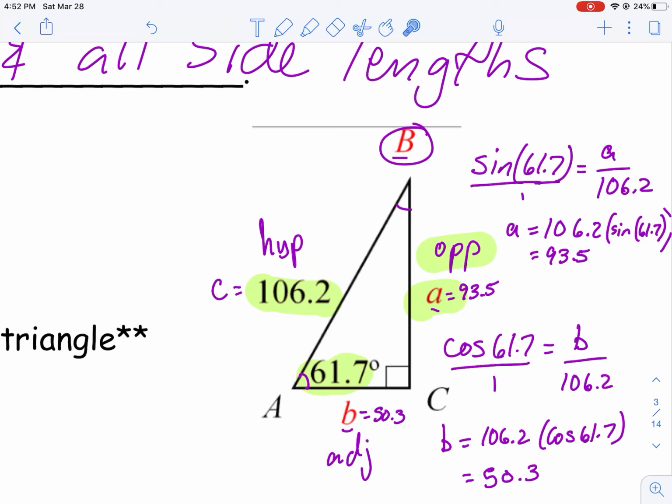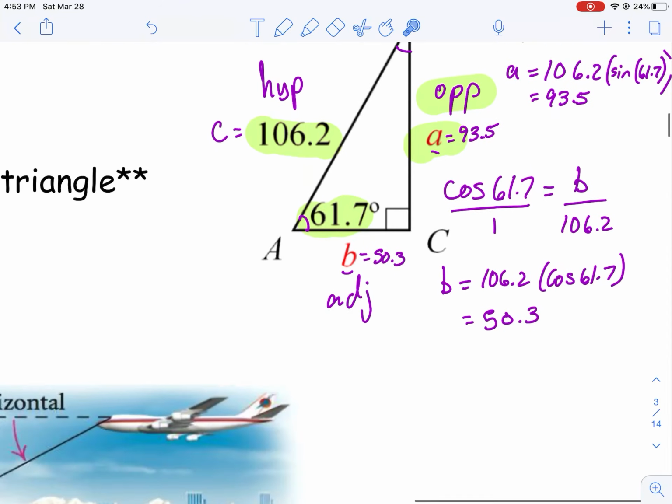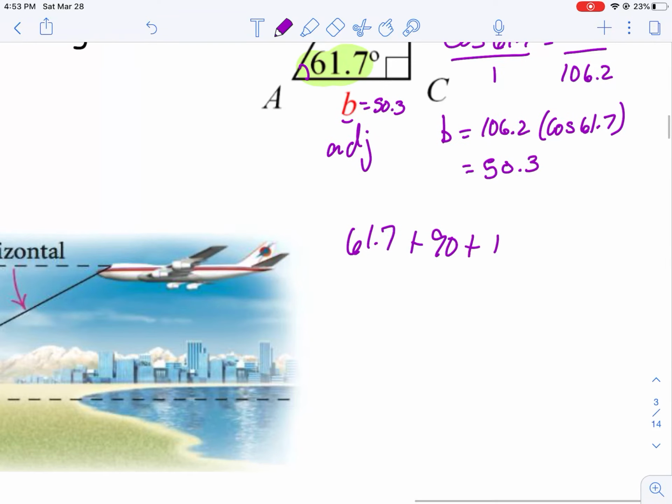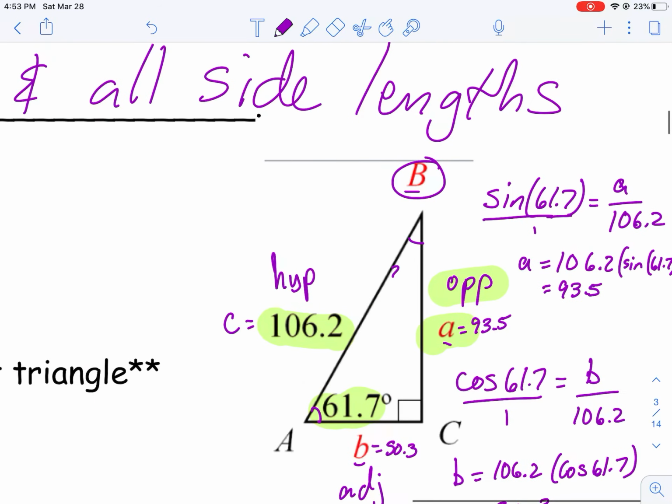Or you could look at it and notice, hey, this is a triangle. I have a 90-degree angle, 61.7. These 3 angles have to add up to 180. Let's go ahead and do that. 61.7 plus 90 plus angle B has to be 180 degrees. So I can then solve and find that angle B equals 28.3 degrees.